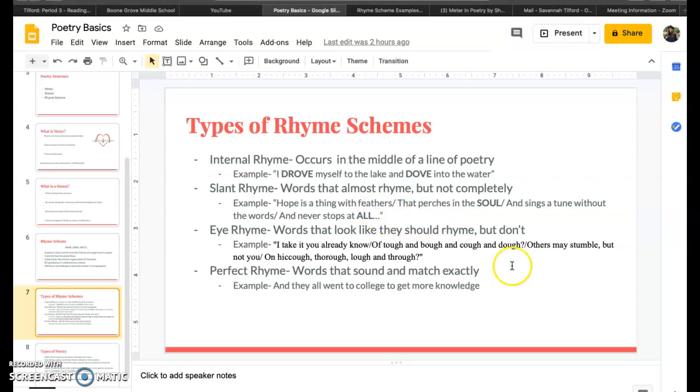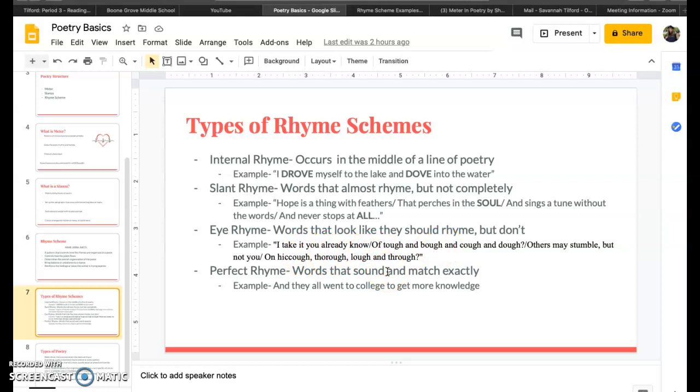and that's what makes it a slant rhyme. I rhymes are words that look like they should rhyme, but they don't. So I take it you already know of tough and buff and cough and dough. Others may stumble, but not you, on thorough and through. So those words, dough, cough, tough, bow, those look like they should rhyme because they all have a similar spelling, but they don't. Same thing here. The O-U-G-H makes a different sound for each different word.